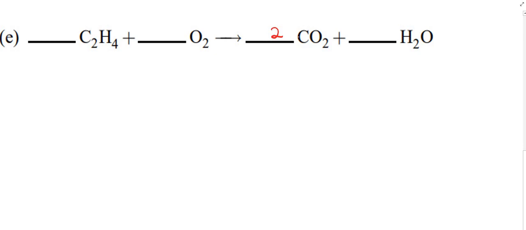Lastly, what else do we need to do? Let's do the hydrogens next. So we've got 4 hydrogens on this side. We've only got 2 on this side. So we need to put a 2 here, because 2 times 2 will give us 4 hydrogens, which is good. Makes the hydrogens balanced.